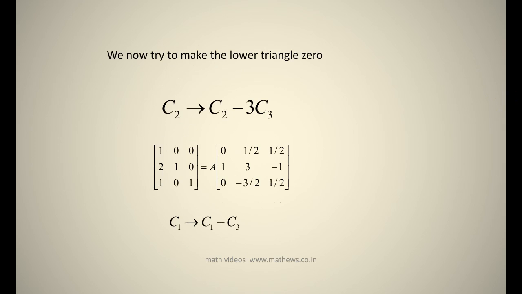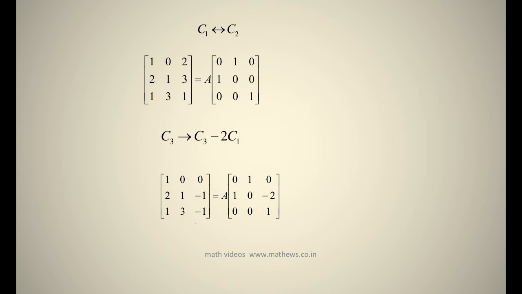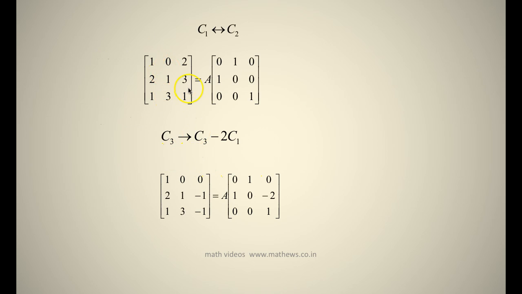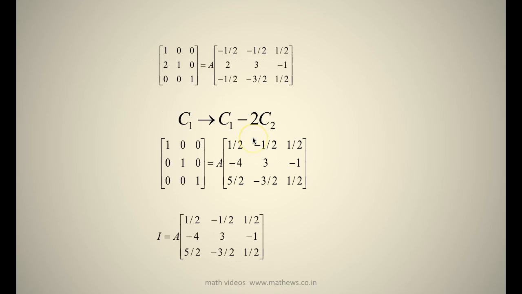Going back to the calculations, what we try to do in column operations is, we first try to make the principal diagonal 1. Once we make the principal diagonal 1, we try to get the upper triangle 0. Once the upper triangle becomes 0, we try to make the lower triangle 0. And whatever column operations we apply on the left hand side would apply to the identity matrix on the right hand side.